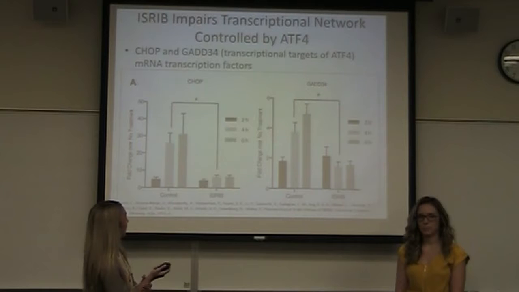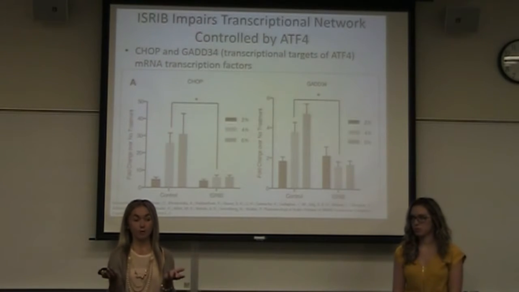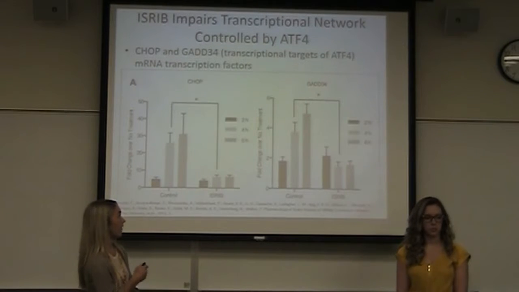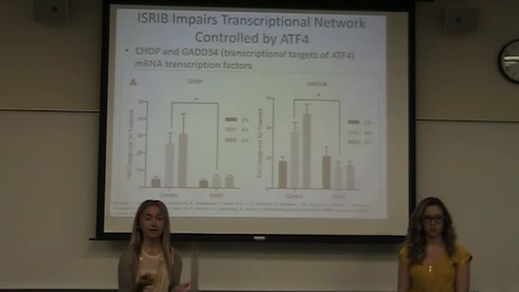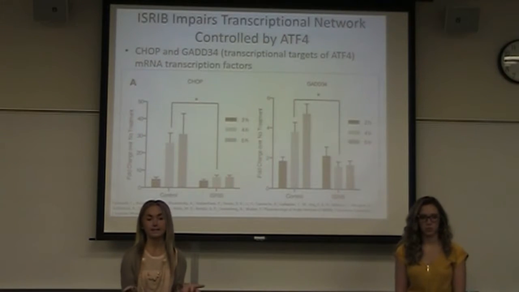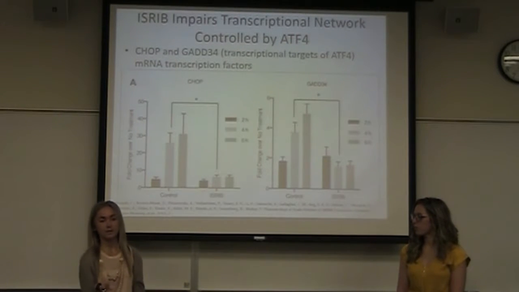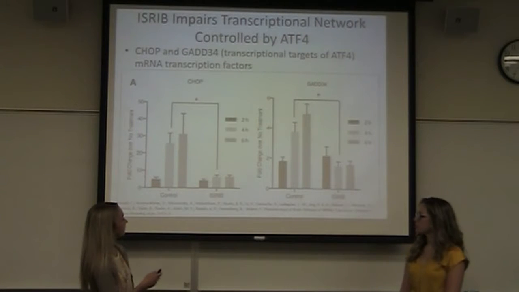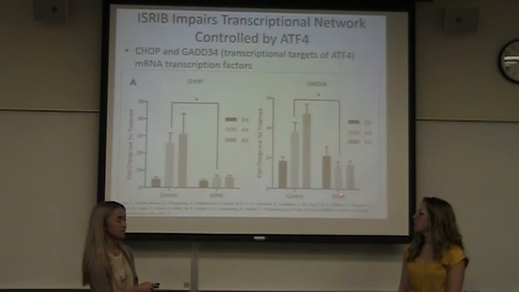So the next test they wanted to see is whether RIB inhibits the production of CHOP and GADD34. Their prediction was that it was going to, because these two are controlled by ATF4 production. And as they found, it definitely did inhibit the production of these two through the inhibition of ATF4. And as seen here, it's showing the fold change, and this is CHOP and this is GADD34, with the presence of RIB in these two columns.